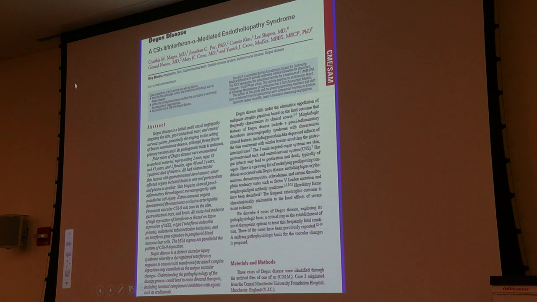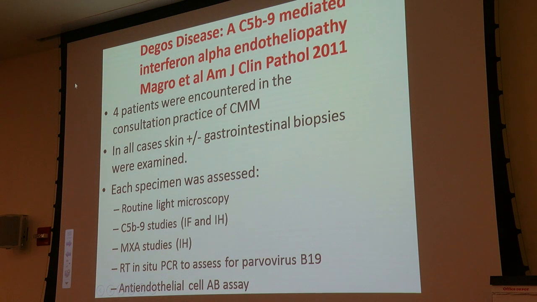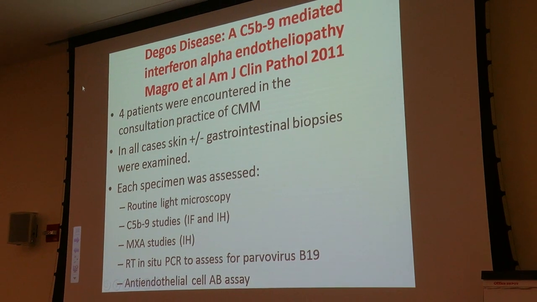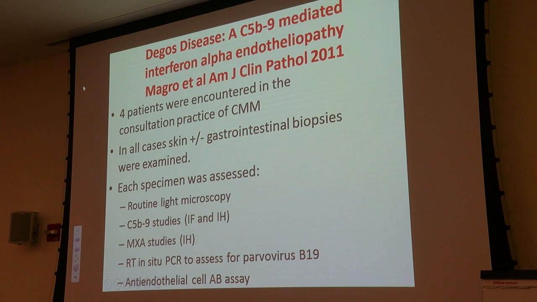with interferon alpha. And this study included patients who had Degos disease in the setting of dermatomyositis, Degos in the setting of lupus erythematosus, and idiopathic Degos disease. And basically in this study, we conducted the C5b-9 and MxA studies. We also tried to find a viral trigger. We did RT in situ PCR for parvovirus.